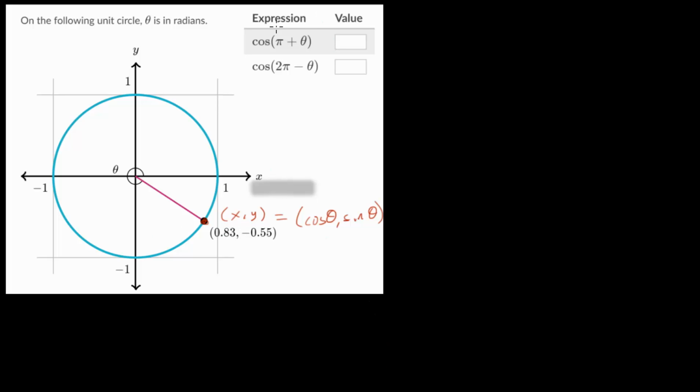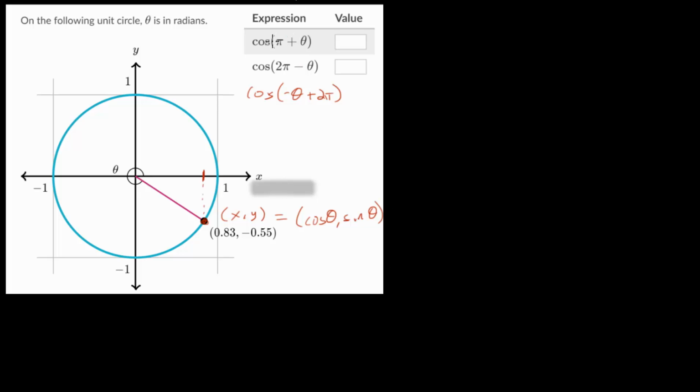And we need to consider what happens when we add pi to the angle in terms of the cosine value. So we're looking at the x value here. And we also need to look at what happens when we look at the opposite of theta. We can rewrite this as cosine of minus theta, and we add 2 pi to that. We want to see what happens to that x value. So essentially, we're looking at this x value right here, which we can see is 0.83 for this particular angle. And we need to compare that to the cosine of these angles here.